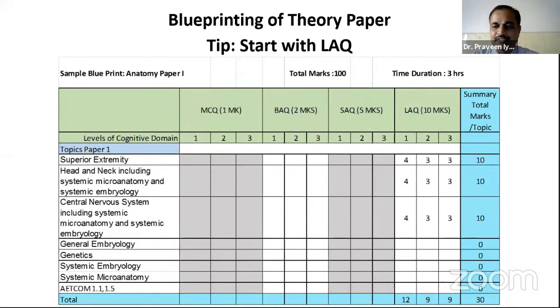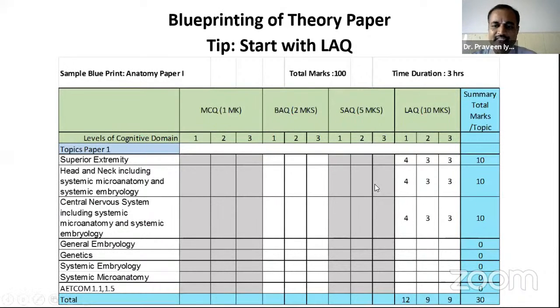We know that LAQs are of 10 marks each, and it is 2 out of 3. So we need to set 3 LAQs. So we have allocated 10 marks to each LAQ from each of these 3 different regions. And we have also allocated the levels of cognitive domain: recall, understanding, and problem solving.